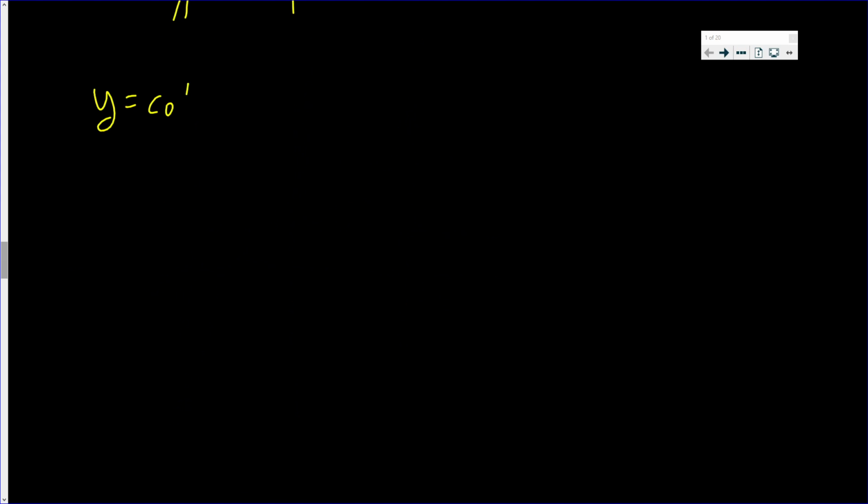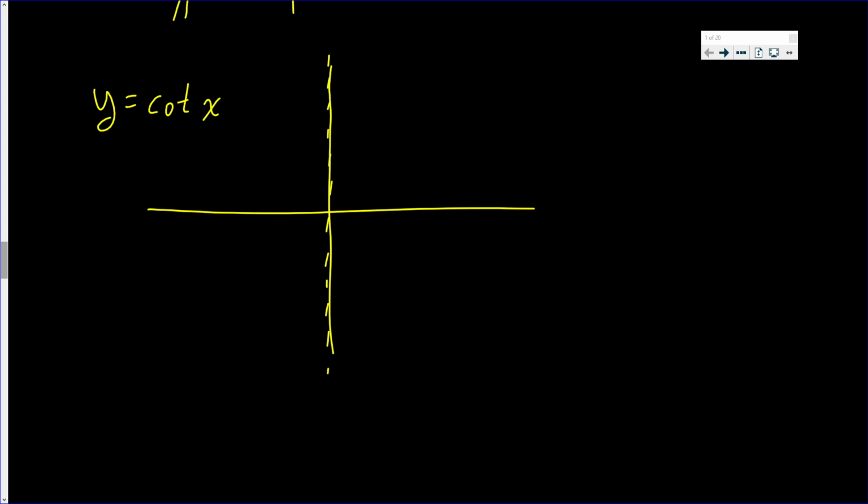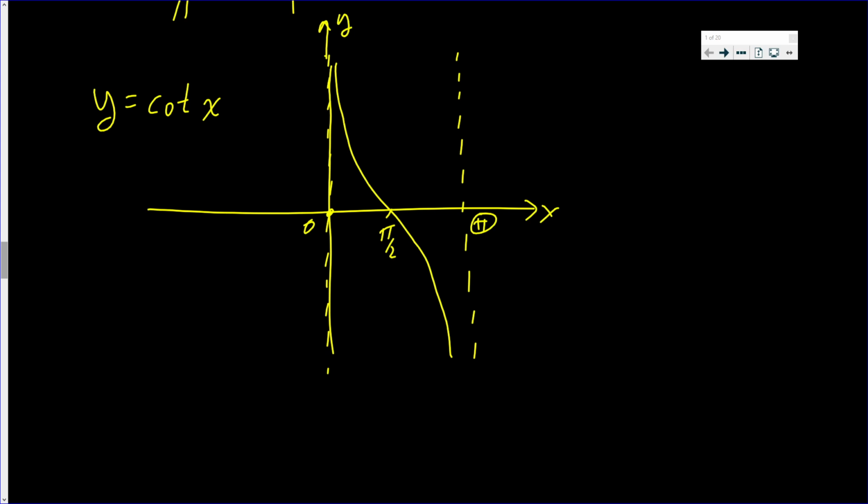Y is equal to cotangent x. Cotangent x goes between x equals 0 and x equals pi. And it goes like this. Of course, in the middle is pi over 2. That is the graph of y equals cotangent x. Starts at x equals 0, it finishes at pi.